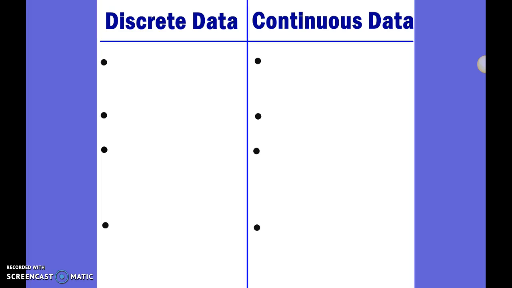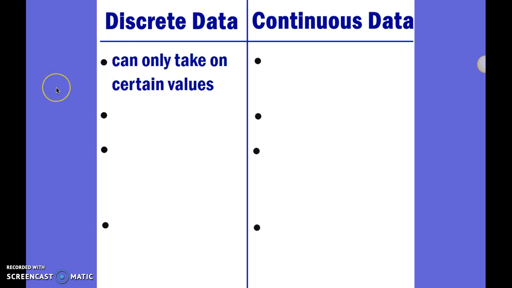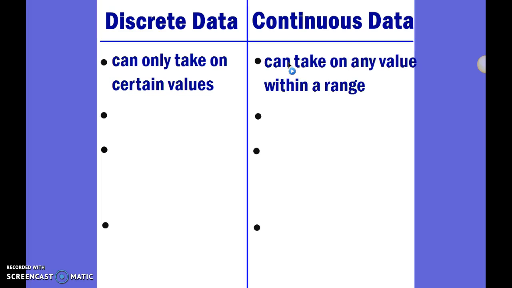In your graphic organizer, we're going to talk about the difference between discrete data and continuous data. Discrete data, as we said, can only take on certain values. They have to be whole numbers. Continuous data can take on any value within a range. As I stated earlier, it can be decimals or whole numbers. Discrete data is counted, while continuous data is measured.